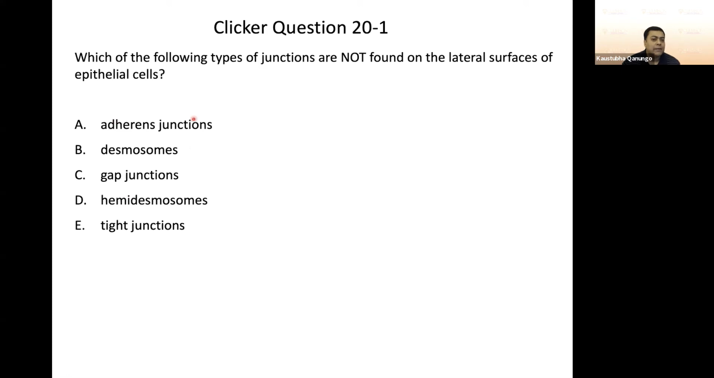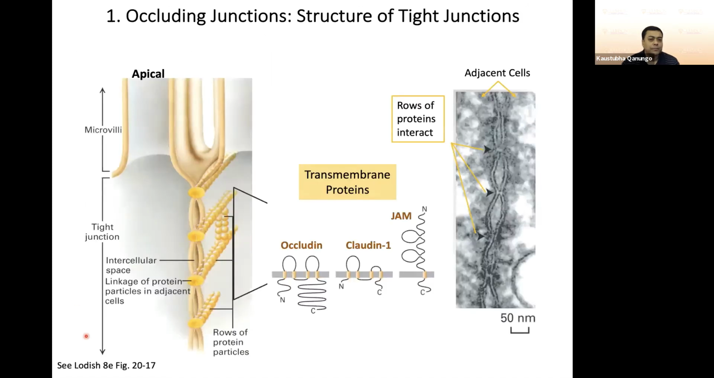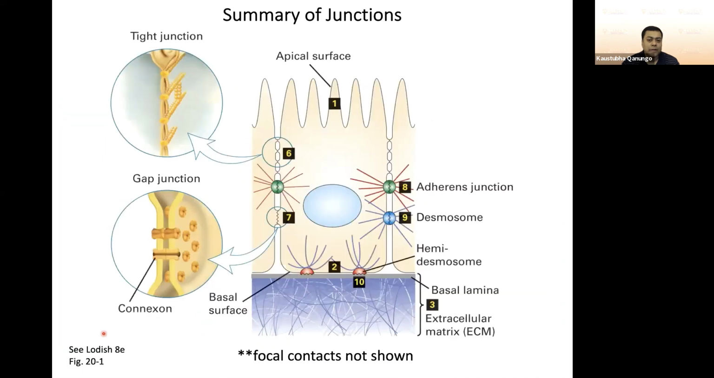Remember that adherens junctions, desmosomes, gap junctions, and tight junctions are all present on the lateral surface as well. But the hemidesmosomes attach the cells to the basement membrane. So let's take a look at this quickly just to have an idea where they are. See that these are the hemidesmosomes, which attach the cell to the basal lamina right here. On the other hand, you have tight junctions, gap junctions, adherens junctions, and desmosomes, all found in between the cells, on the lateral side of the cells. So that's about it. All right, very good.